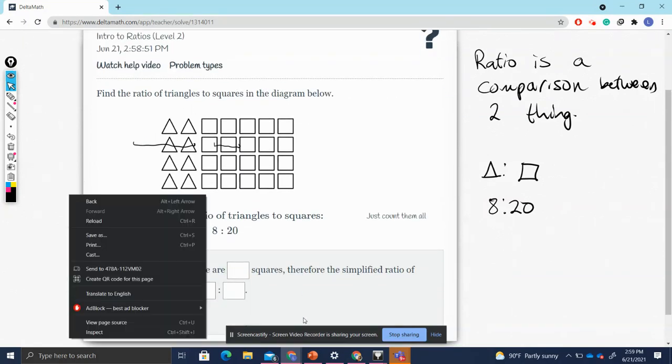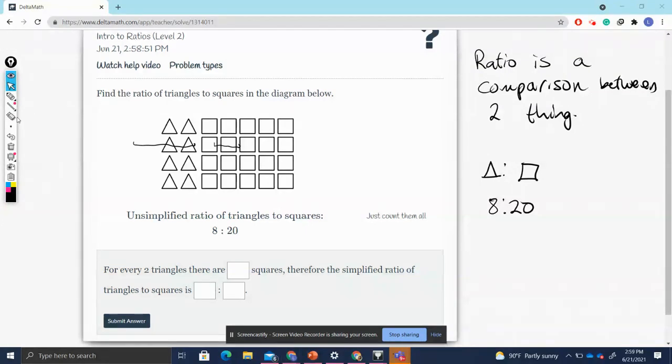Now we want to simplify. So we're going to simplify a ratio the same way we simplify a fraction. So in this case, we look for a number that goes into 8 and 20. That number would be 4. So I'm going to divide both sides by 4. And 8 divided by 4 is 2. And 20 divided by 4 is 5.